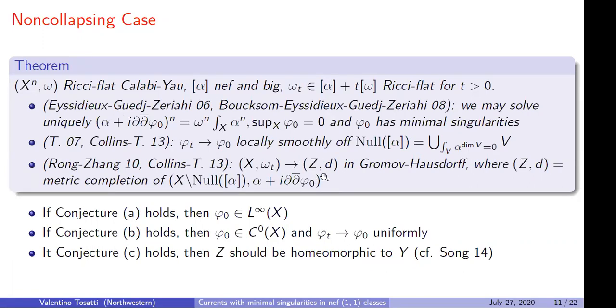Now, the relation with the conjecture before: if conjecture A holds, then you know that phi 0 is bounded, right? Because phi 0 has minimal singularities and the conjecture applies.